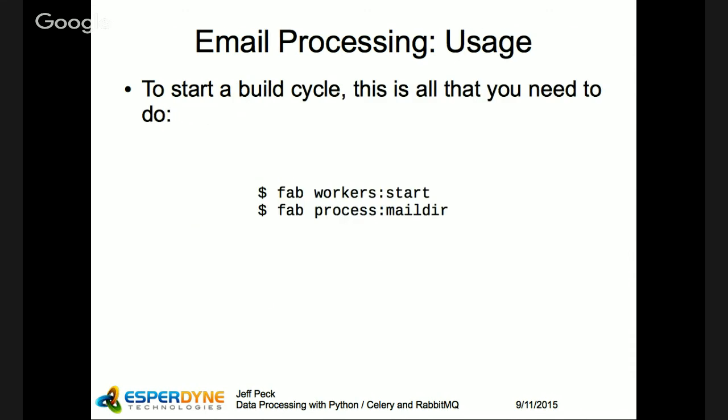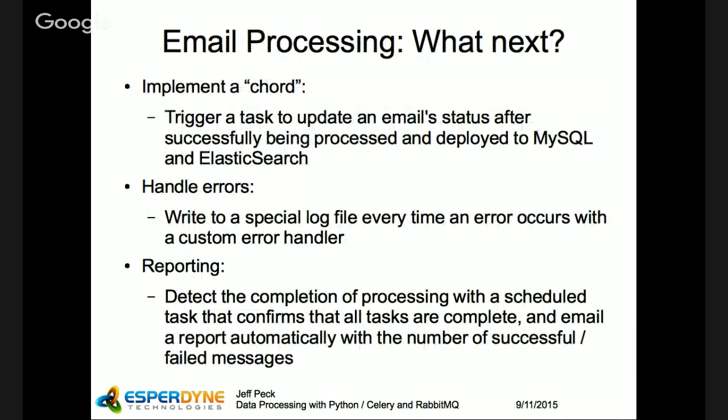So that's the usage. And as you mentioned, we're saying what's next. These are some of the things you can do after this. You can trigger a task to update an email status, like a message processing status, after it successfully is processed and deployed to MySQL and Elasticsearch, or of course if it fails, to do some kind of rollback, send an email. You can also log every time an error occurs with a special custom error handler.